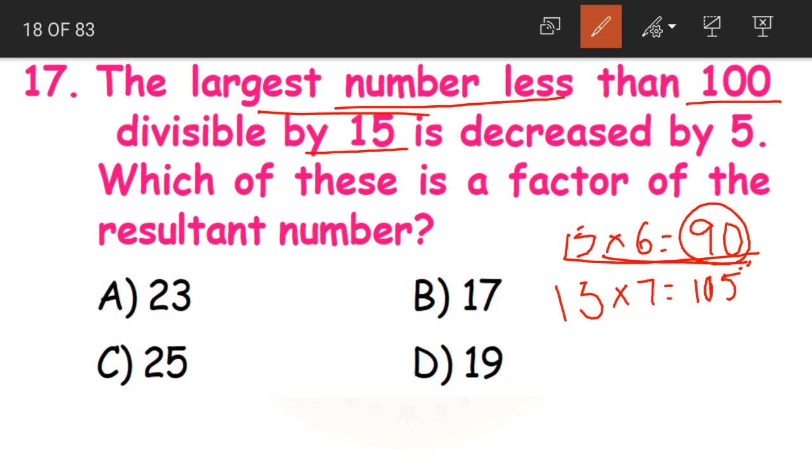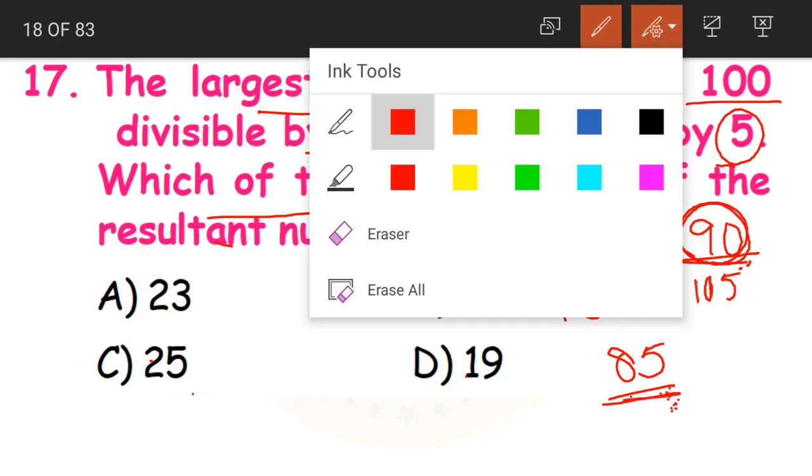Yes. So now this 90, what did we do? 90 is decreased by 5. So what do we have? We have 85 as our answer. Yes, 85 is our resultant number. Now which of the following is a factor of the resultant number? Yes, so what might be the factor, children?